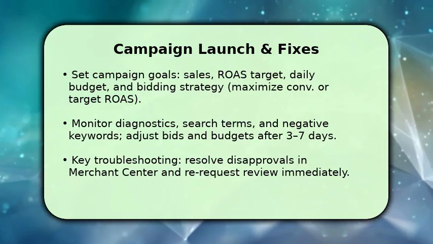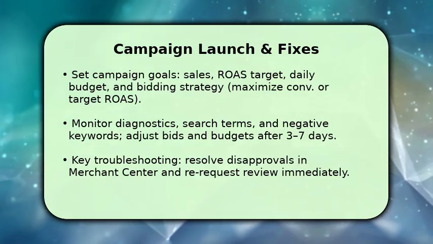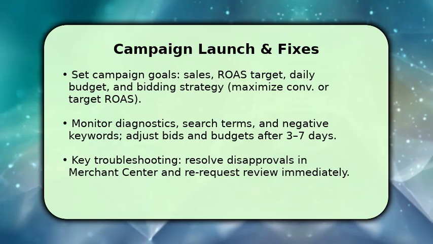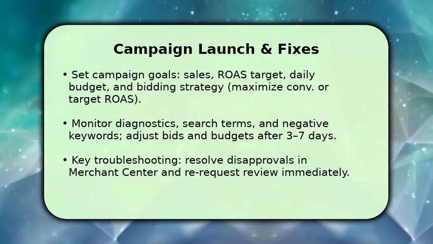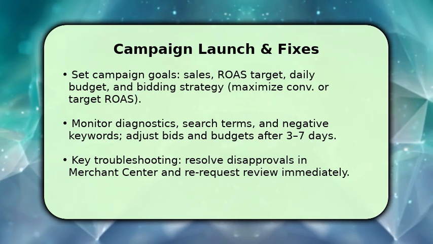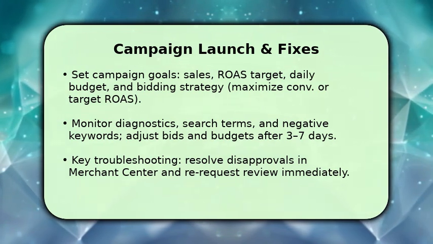and conversion rate. If performance lags, adjust bids by product group and refine titles. If items are disapproved, address Merchant Center errors and re-request review immediately. This typically restores visibility within hours.